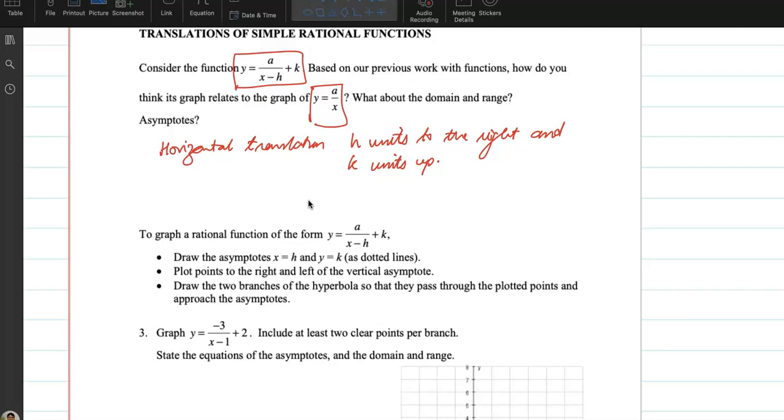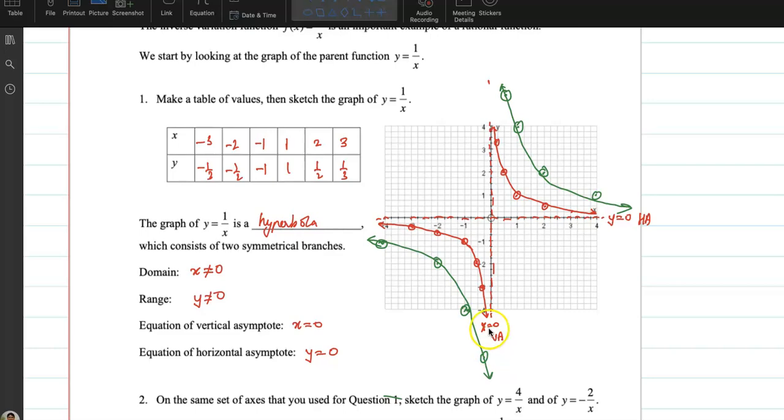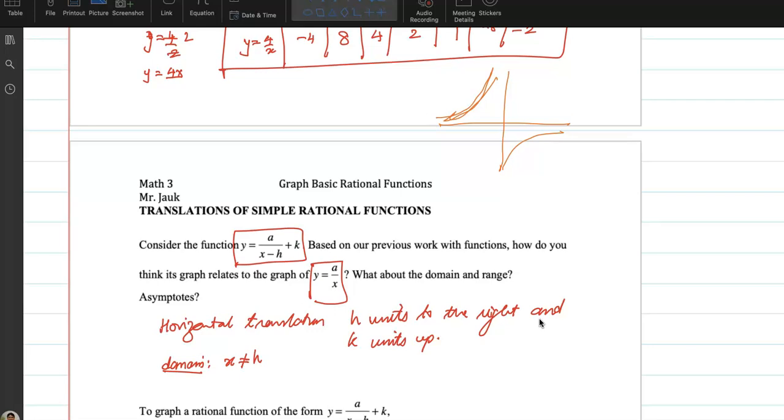So what about the domain and range? The domain would be affected: x is not equal to h, because the graph shifted h units to the right. Where x was equal to 0, it now becomes x = h. If it's -1, it becomes 1. The range would also be affected: y is not equal to k, because it went up.